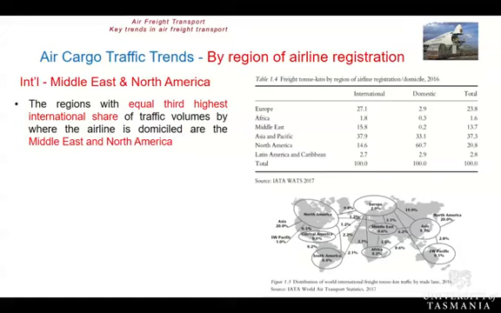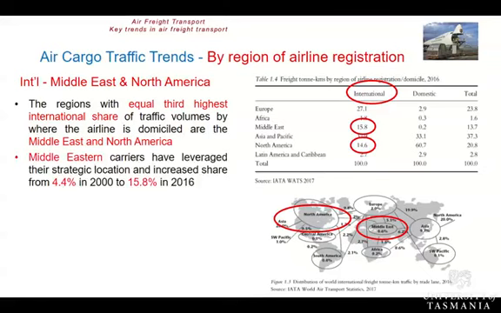The last two I've grouped together internationally. Middle East and North America have got similar international volumes of air cargo internationally. Middle East, around about 16%, and North America, around about 15%. So around about the same. Totally different in their makeup, but around about that same volumes internationally.